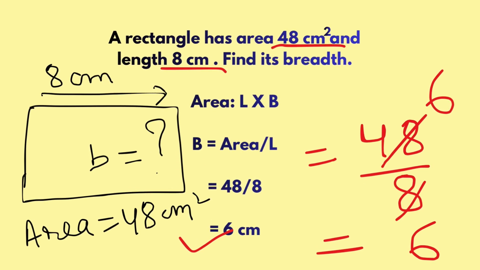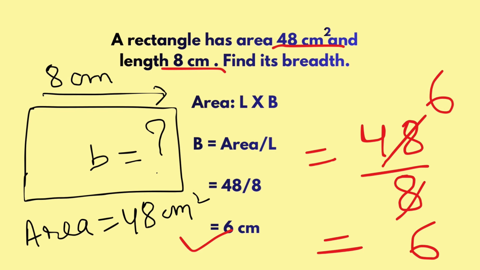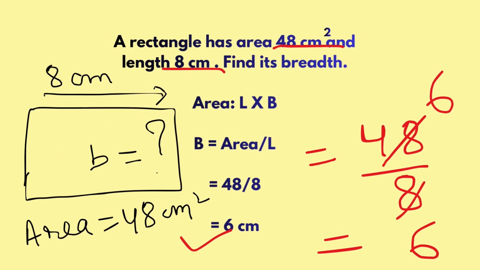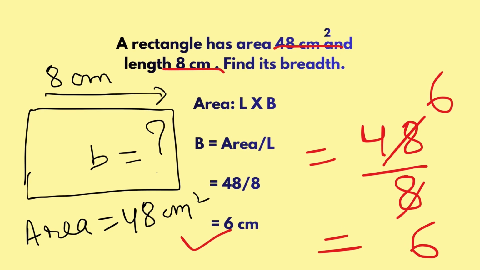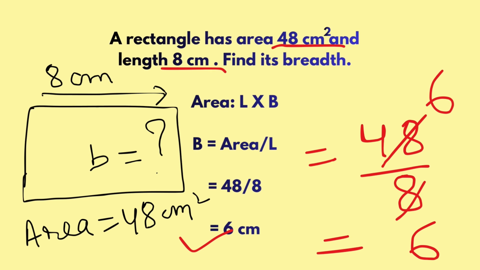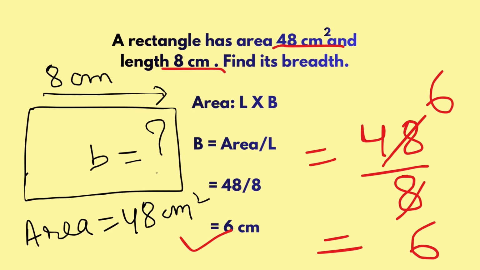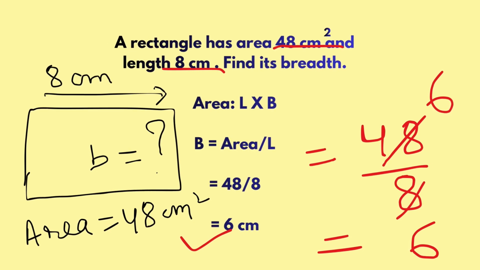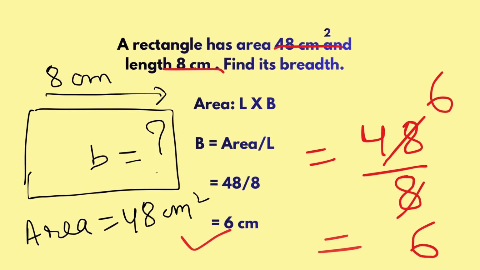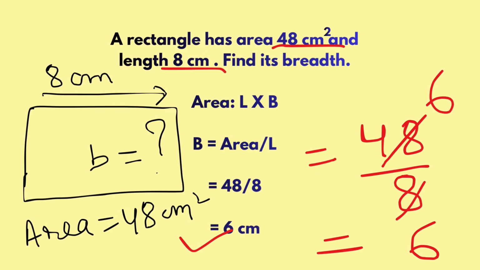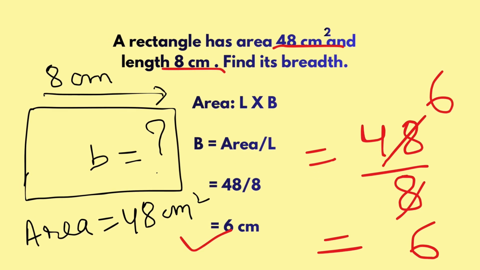So breadth is area divided by length. What is area here? 48, we will divide by 8. So we will simplify it, gives us 6 centimeter. Okay. Now you know how to find out the area, perimeter, length, breadth of these 2D shapes.